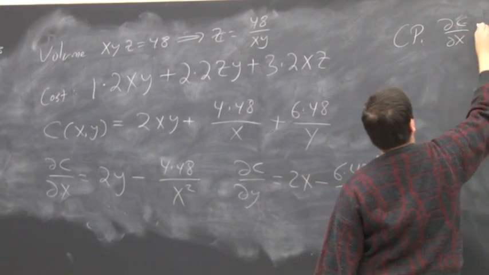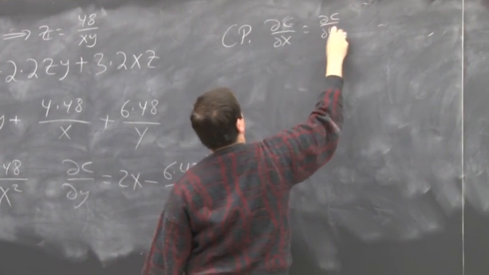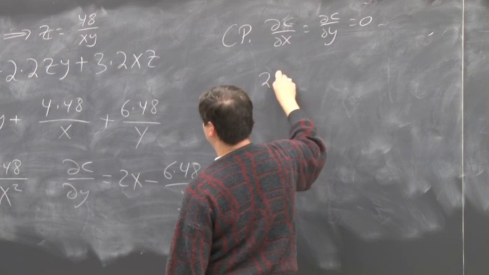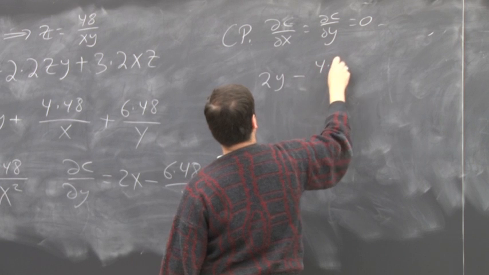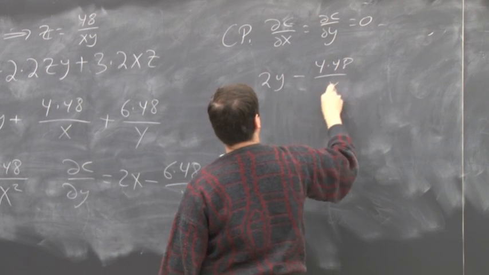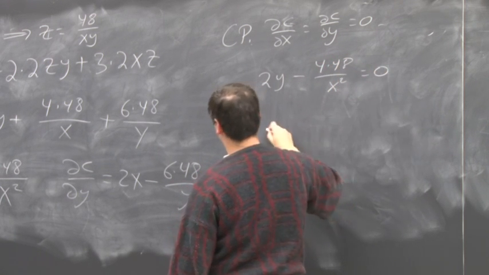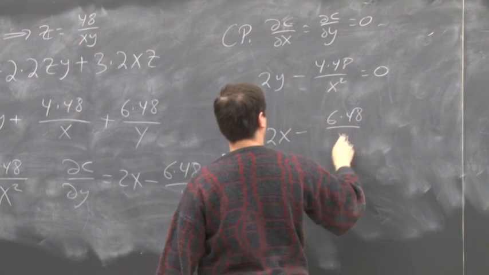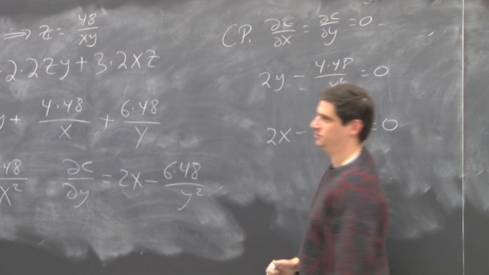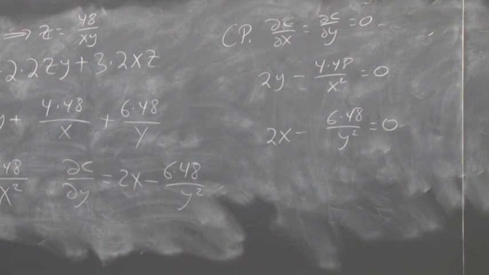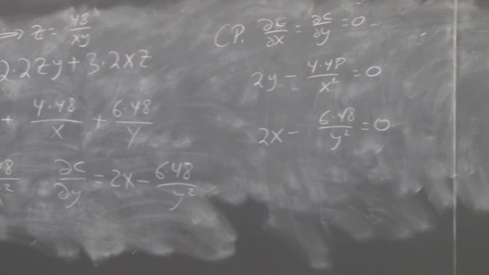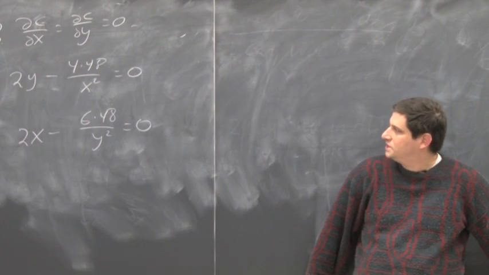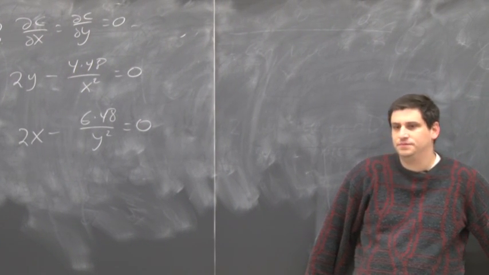dc/dx equals dc/dy equals 0. So we get 2y minus 4 times 48 over x squared is 0, and 2x minus 6 times 48 over y squared equals 0. And we're now done with calculus. All right? Now this is back to algebra. So the question is, what's the best way to handle this?